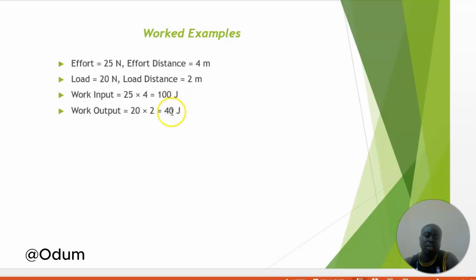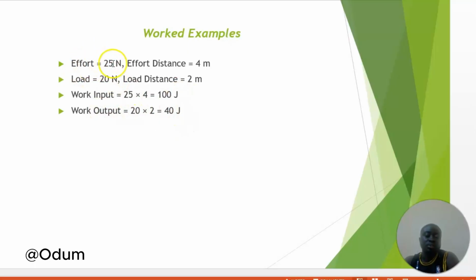So you just add the unit. When you mark work or anything like this and you don't add the appropriate unit to it, it will be considered as wrong, or it will be considered as incorrect. So please make sure you add the appropriate unit to it. So work input, joules; work output, joules.